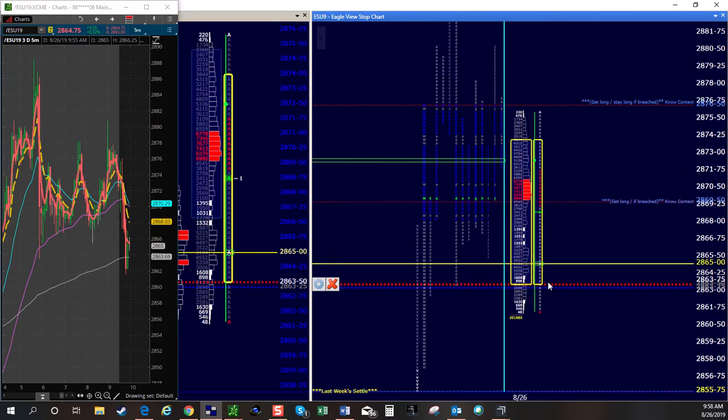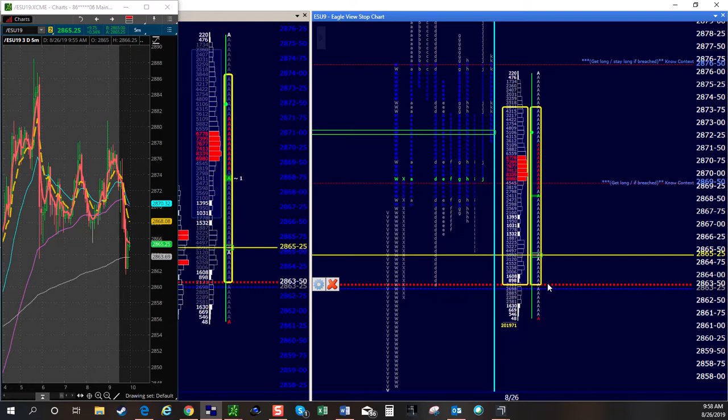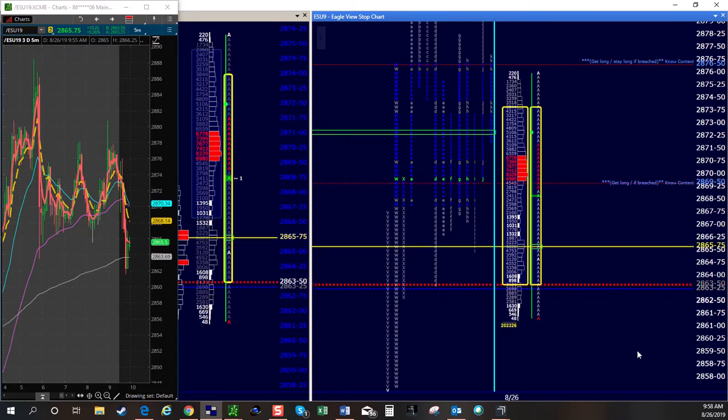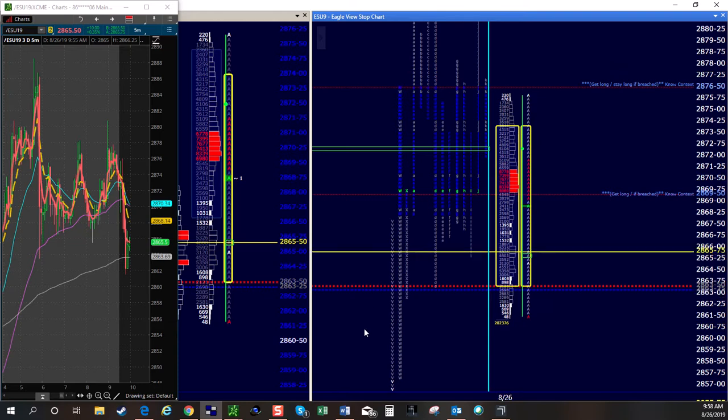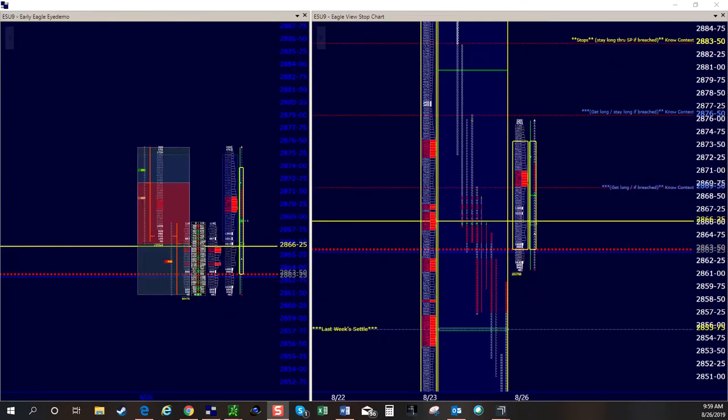If I get stopped out, no harm, no foul. I'm taking my profits on two contracts. I only have one with a stop above my initial entry. So basically my stop is at the developing value area low. We'll see what happens, folks. Stand by.